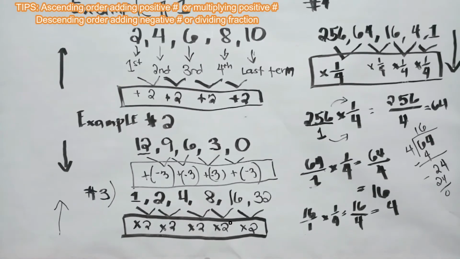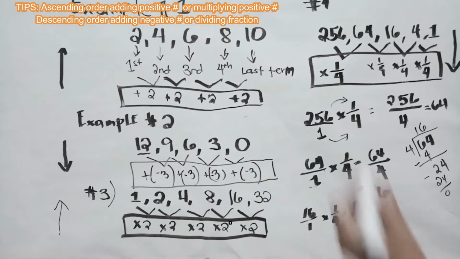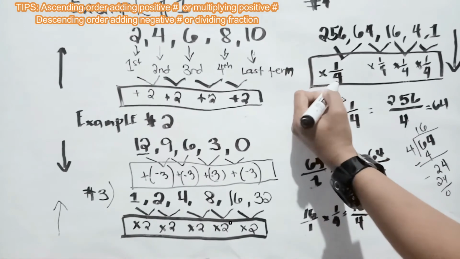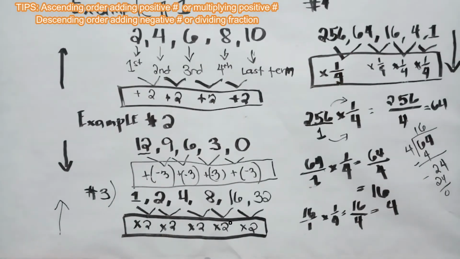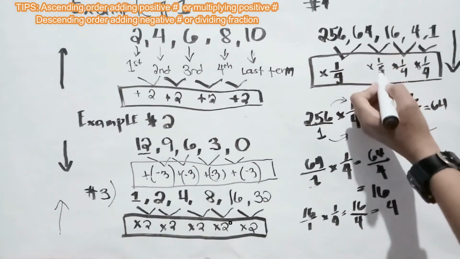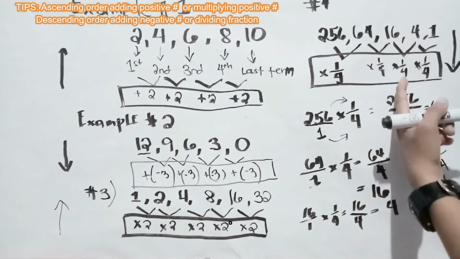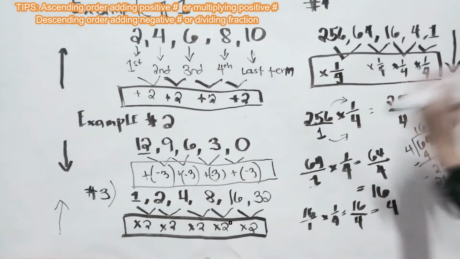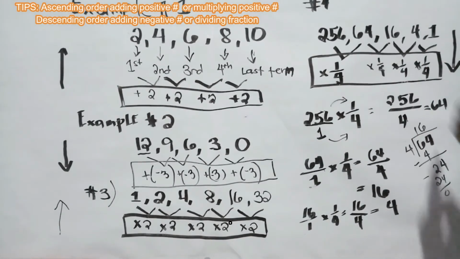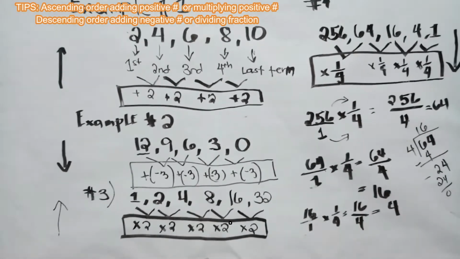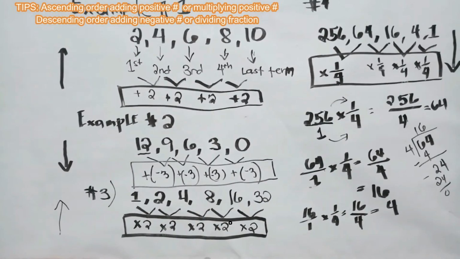Some of you might think that it is just dividing by 4. And that's correct also. 256 divided by 4 is equal to 64. 64 divided by 4 is equal to 16. And 16 divided by 4 is equal to 4. Then 4 divided by 4 is equal to 1. Those are examples of sequence.